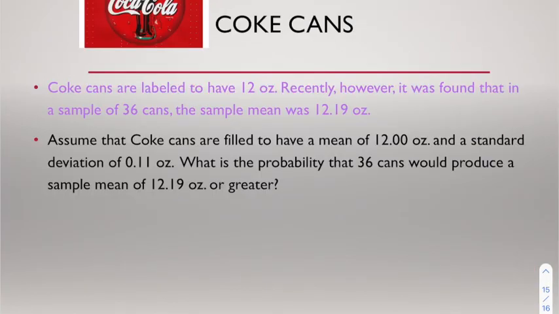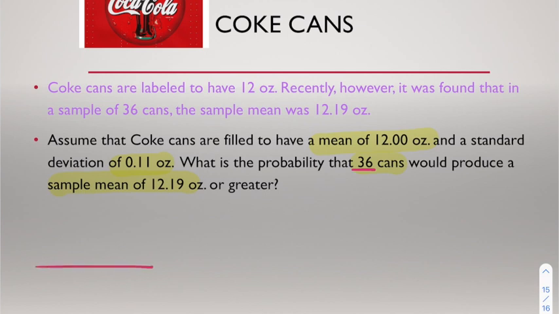Let's assume Coke cans are filled to have a mean of 12 ounces and a standard deviation of 0.11 ounces. What's the probability that in a 36 can sample, we would have a sample mean of 12.19? Remember, this is a group, not an individual. So we're using our central limit theorem. Because of the size of this group being greater than 30, we don't need to know whether or not it's normally distributed. We know we can use this method. Anytime n's bigger than 30, we can use it.